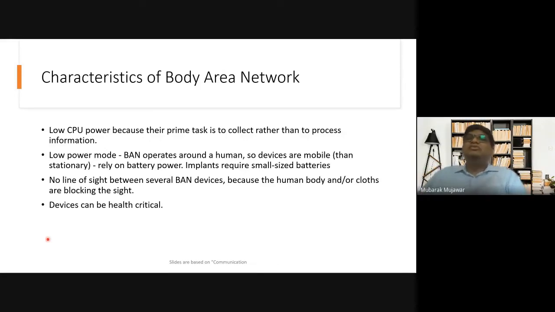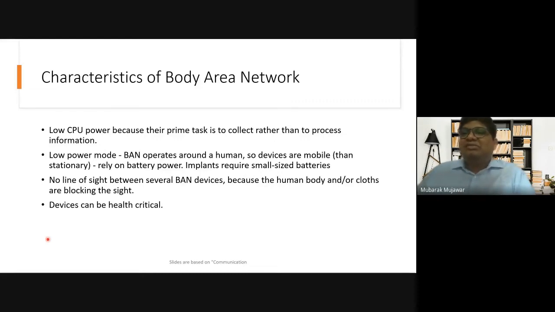The other thing is they should use low power for communication as well. Say, for example, in the case of a smart pacemaker, it is within your body, so you cannot remove it every day and put in a new battery. So they have to operate in a low power mode. The other thing is that wearable devices have a very small size, so the battery size is also small, which means they should be using very little power. So that is one of the characteristics of body area network.